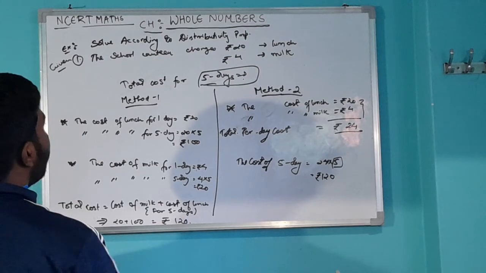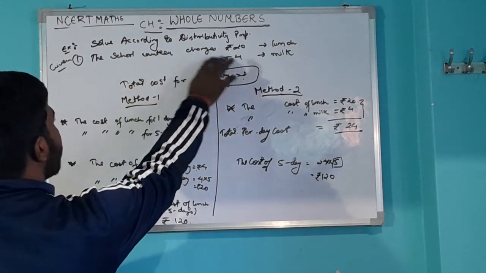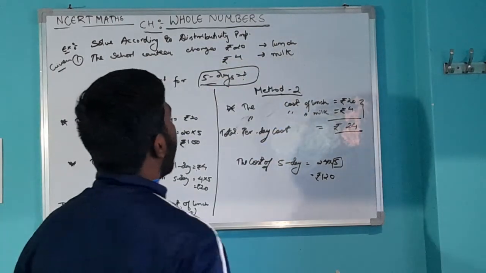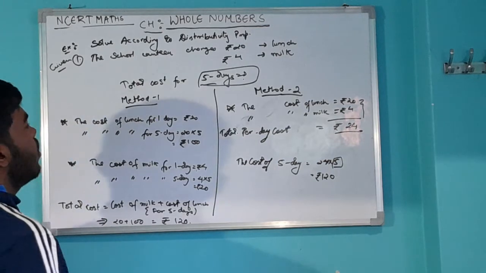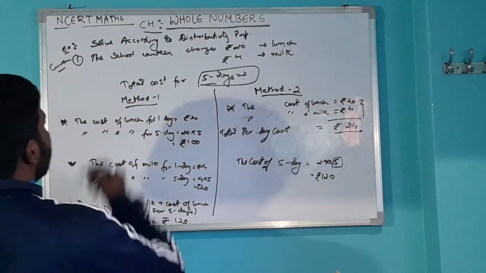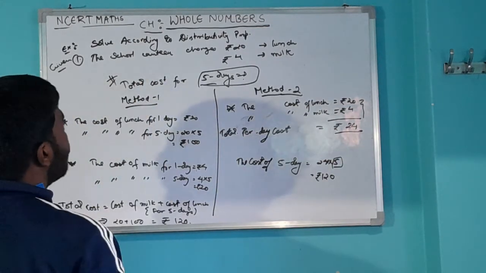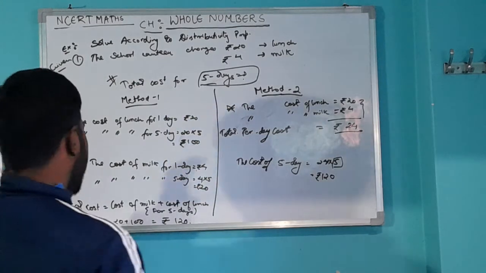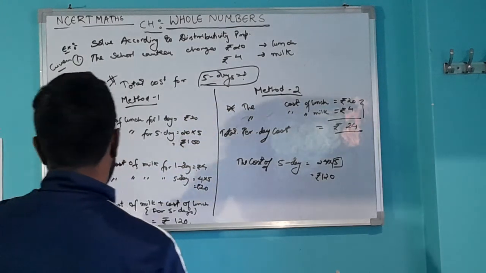In this example, the school canteen charges ₹20 for lunch, and for milk it charges ₹4. We need to find the total cost for 5 days. We have two methods for solving this question.